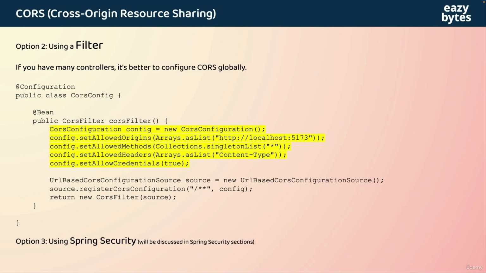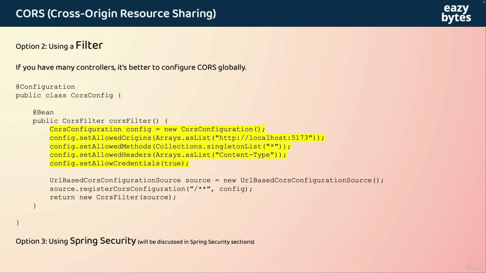Apart from origin details, we can also control for which HTTP methods the communication should be allowed. Here, using setAllowedMethods, I'm passing this asterisk, which means I want to allow communication for all types of HTTP methods. In case you are looking to allow communication only for the GET method, you need to mention those details as an input to setAllowedMethods. Apart from methods, we can also define what type of header details you want to accept as an input from the UI application.